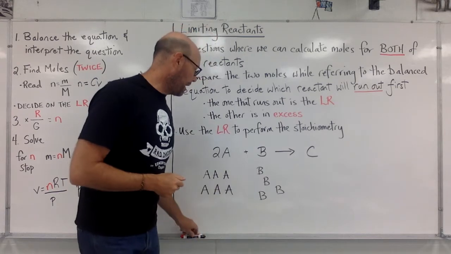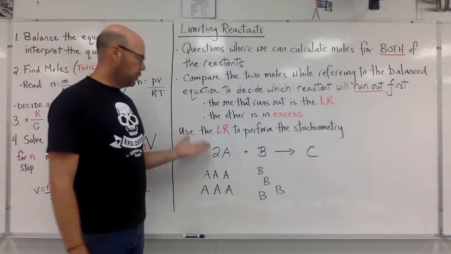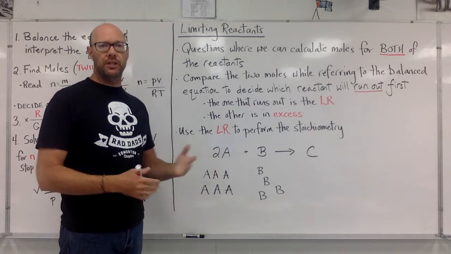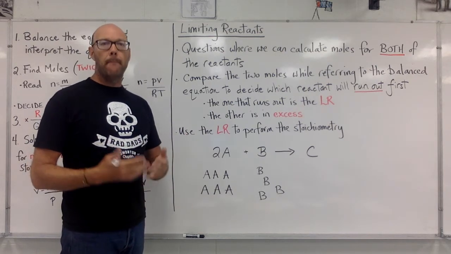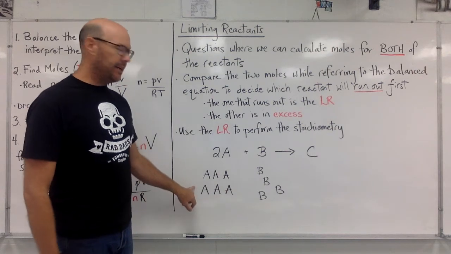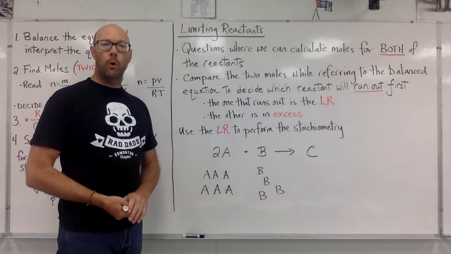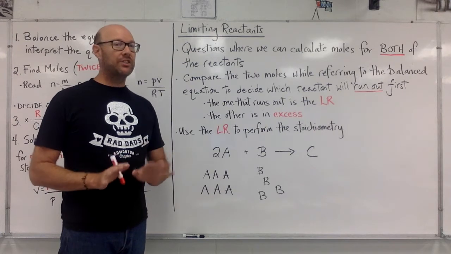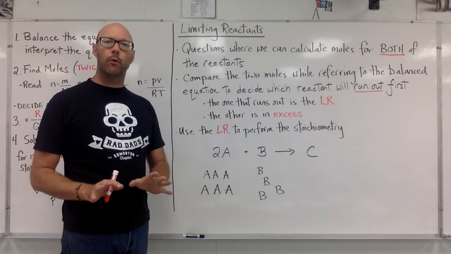How does this look in practice? Let's just say, here's a balanced equation. 2 moles of A react with B to produce C. There's my balanced equation. Let's say that I did some calculations, mass over molar mass, or C times V, and I ended up finding that I had 6 moles of A and 4 moles of B. Which one's going to run out first? It's not just look at your answers and pick the smaller one. It's a little bit more involved than that.